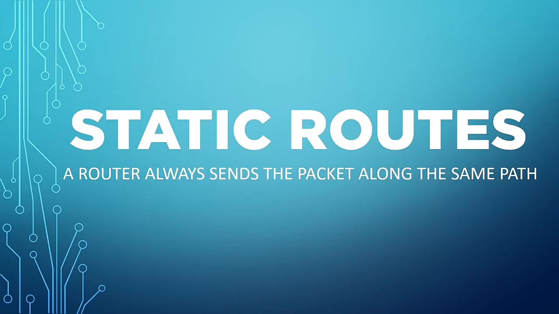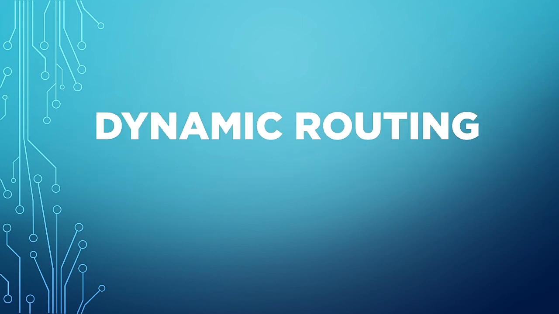Static routes. Using static routes, a router always sends the packet along the same path. But if a router uses dynamic routing, it makes a decision on which path to send the packet based on the cost of the packet traveling a particular path. Dynamic routing: if multiple routes are available to a particular network, the router decides which route is best and enters the route in its routing table.